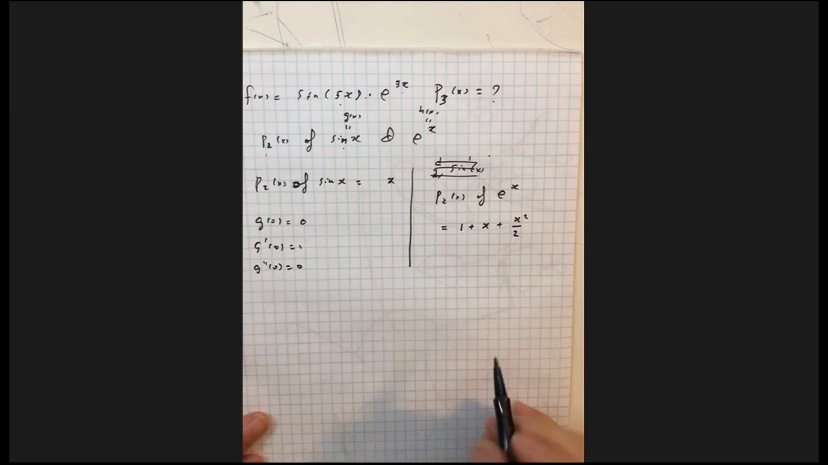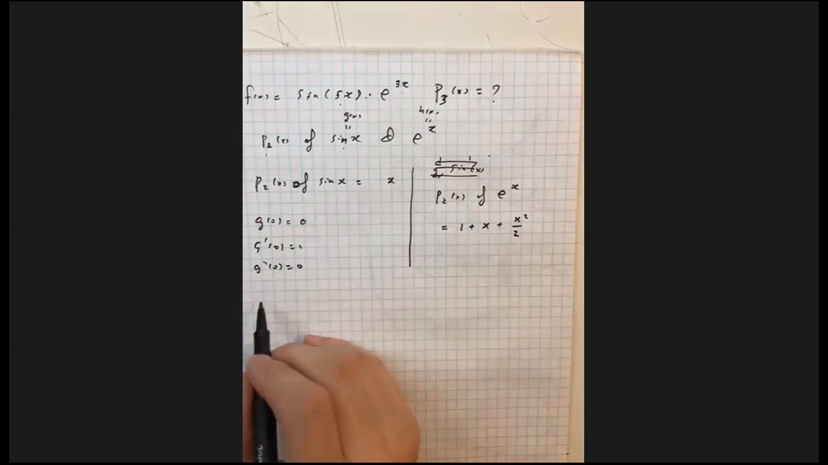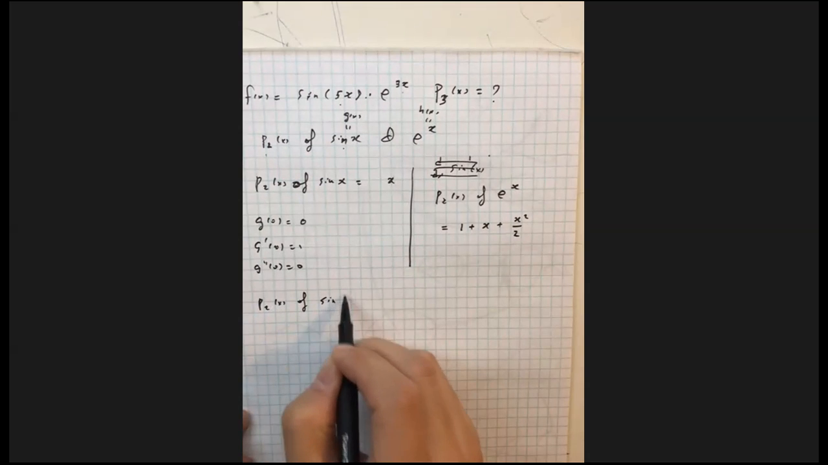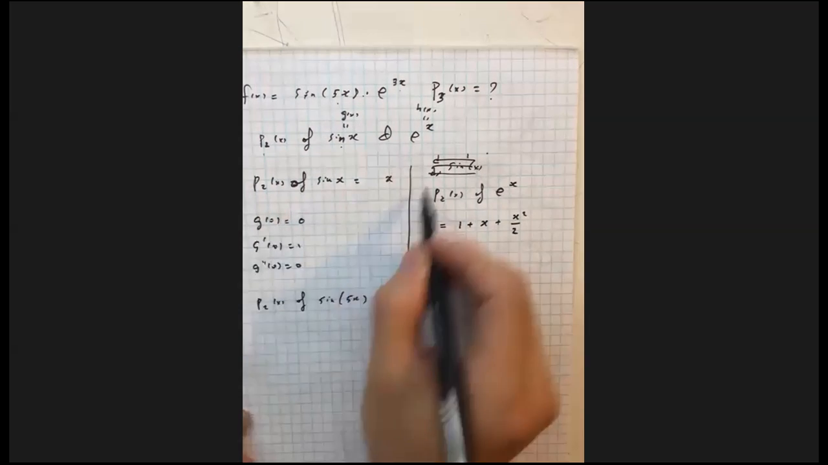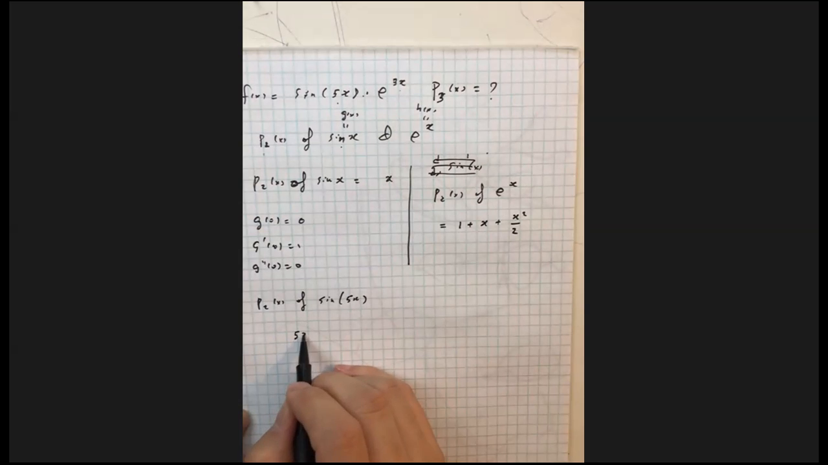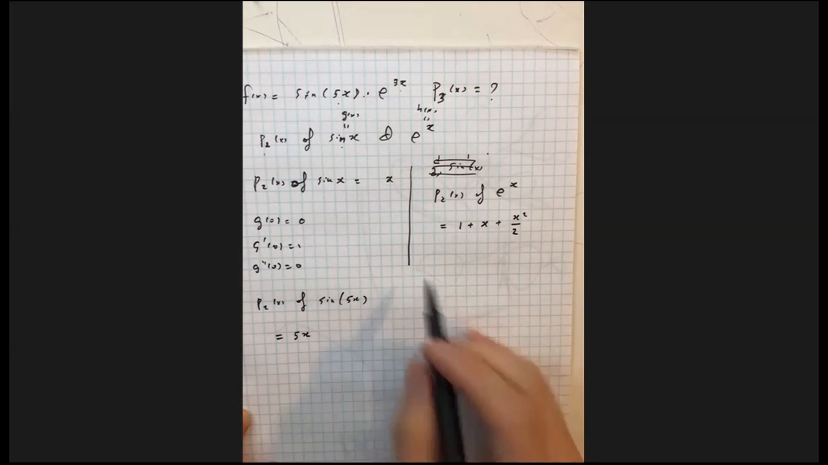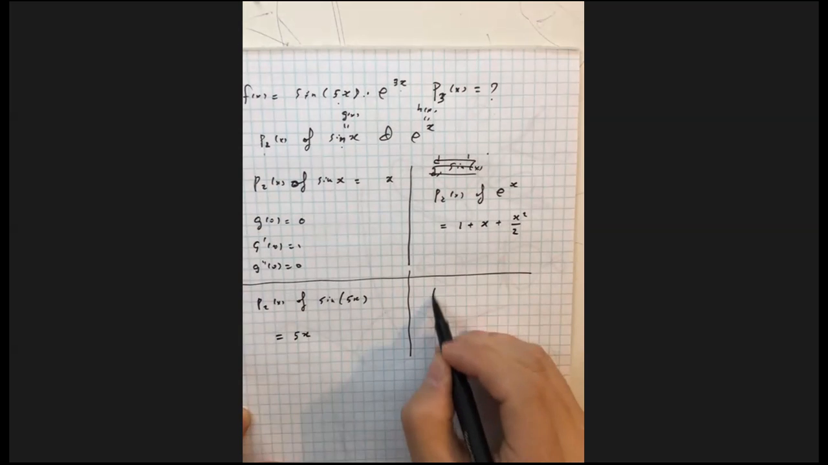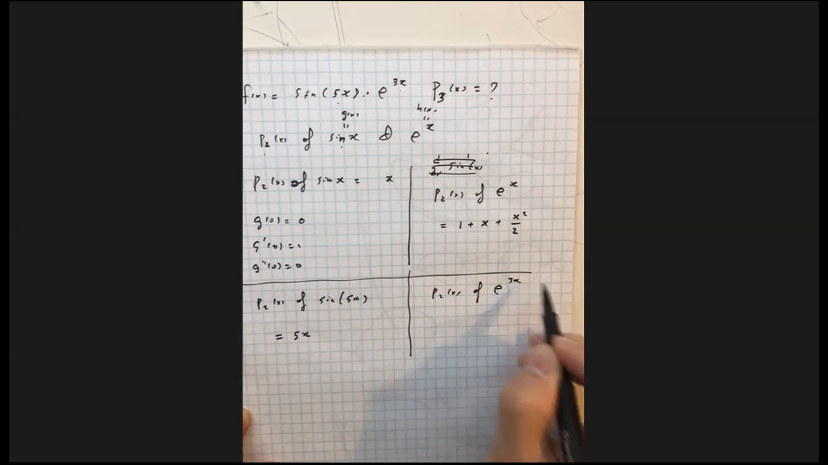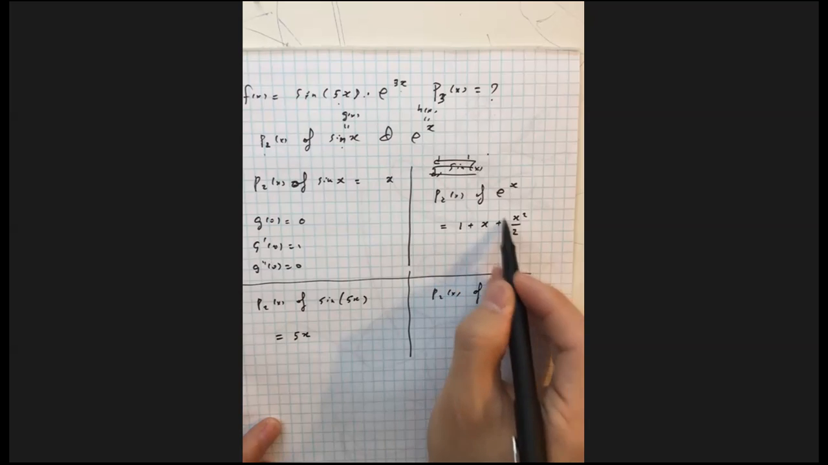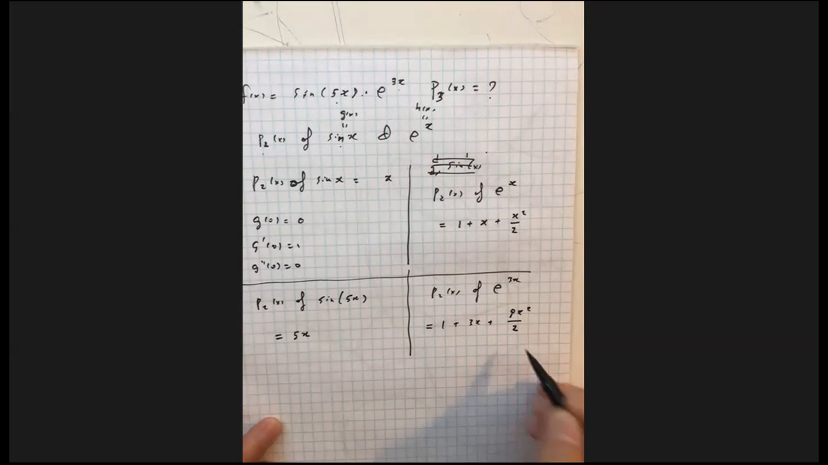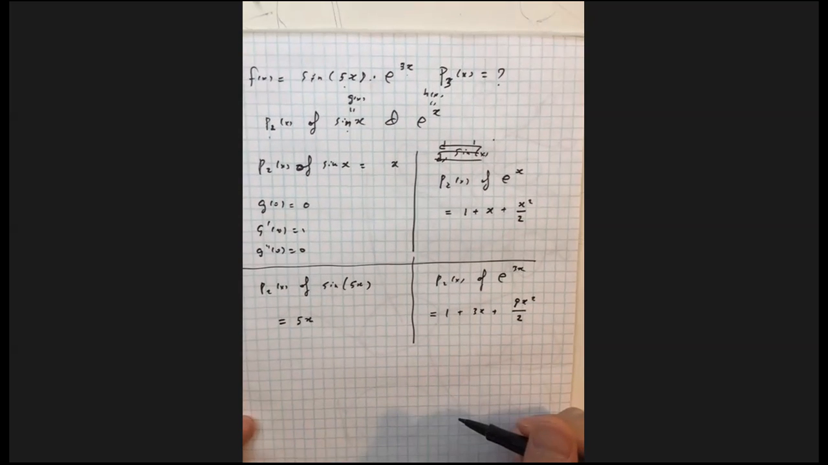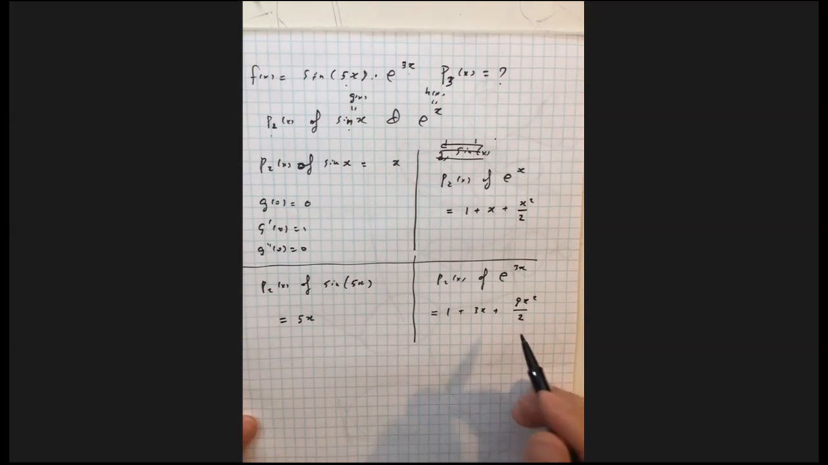Okay, suppose now you know these two Taylor polynomials, then what is the P2(x) of sine 5x? How would you do that? You substitute 5x for what you get in here. So the P2 of this is nothing but 5x. Similarly, the P2(x) of e to the 3x will be given by substituting 3x for each of the terms here. So it would equal 1 plus 3x plus 9x squared over 2. And that's how you get these.